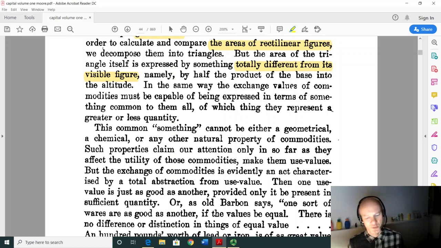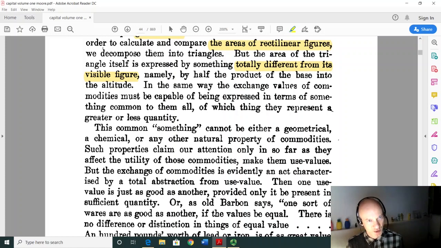So the form of appearance of the area of the triangle is completely different from what it essentially is, namely how we can calculate it. That is an example that Marx uses. I don't know if you find that particularly helpful, but obviously Marx was quite well trained also in maths and such things, probably unlike most of us. So he found this a very obvious illustration of the concept of abstraction.